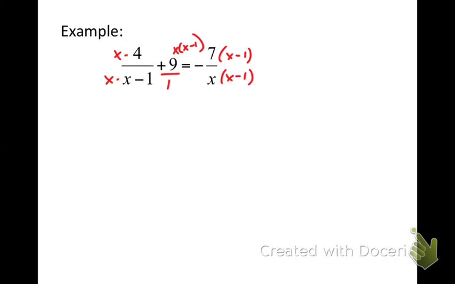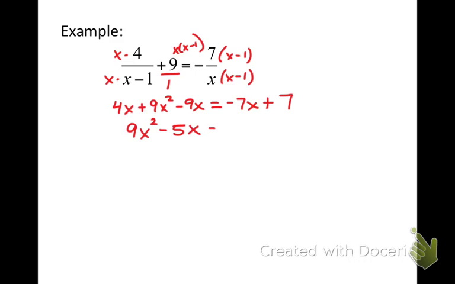All right, so once all the denominators are the same, I can completely ignore them and just focus on the numerators. So x times 4 would get me 4x. 9x distributing would get me 9x squared minus 9x equals, now don't forget this negative 7. Attach the negatives. So negative 7x. Now we have plus 7. All right. Combining like terms on the left gets me 9x squared minus 5x equals negative 7x plus 7.